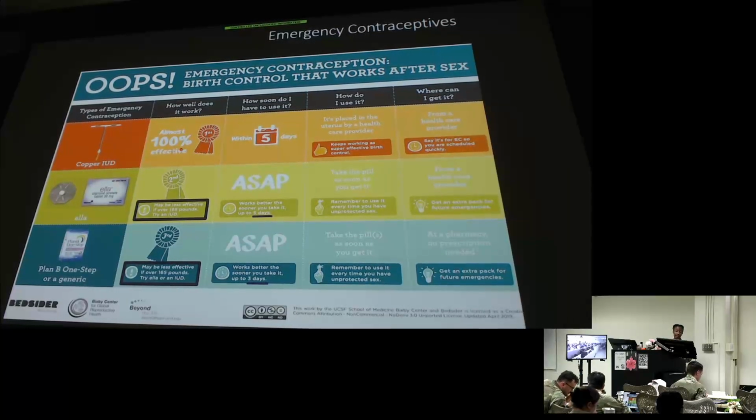When you look at Ella, now, this is very important because a lot of people don't know this, even a lot of pharmacists don't know this. When you look at Ella, you see that this may be less effective for anyone who is over 195 pounds, okay? So, we worry.